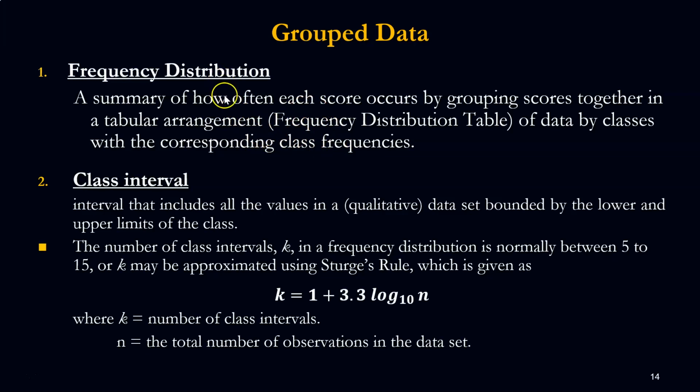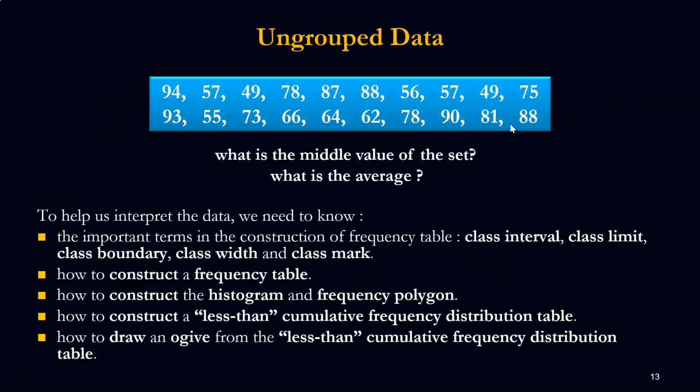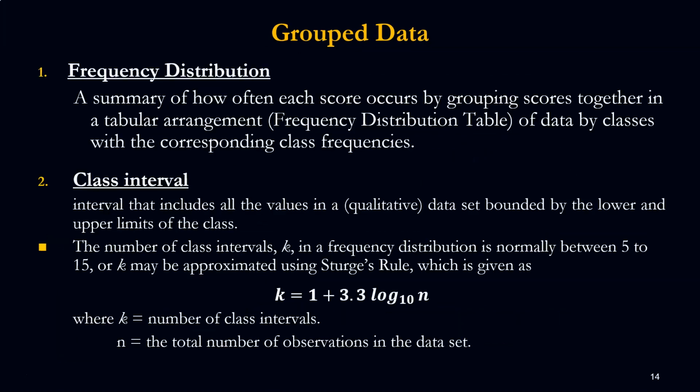Yang panjang-panjang ni maksud dia, taburan kekerapan tu maksud dia you kumpulkan data-data tadi tu, yang ungroup data tadi, based on dia punya score. So you akan create a few class intervals dekat situ. For example, previously you have like this kan, you ada 56, 88, 94. Okay, so we can say the smallest one is 49. You can start with 40 until 50, then 51 until 60. So that one is what we call a class interval. Dia ada set, dia ada class.